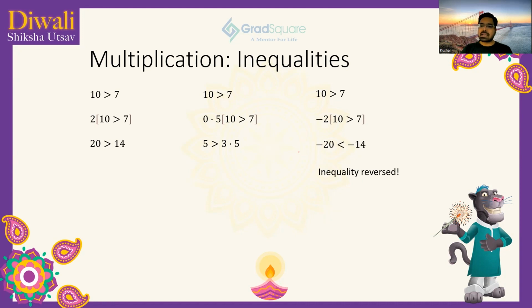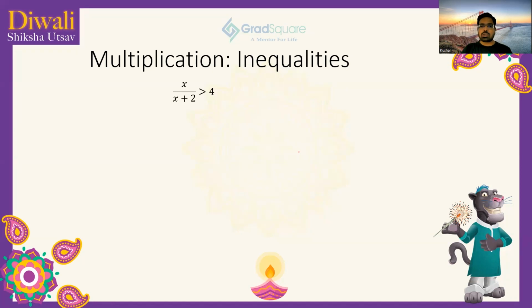Right? Let's take an example where we are dealing with variables and try to see what really happens. So let's say we take the inequality x divided by x plus 2 greater than 4, and we try to solve this inequality. Now, your first thought would be to multiply 4 with x plus 2. But for that, we need to understand whether x plus 2 is a positive number or a negative number.